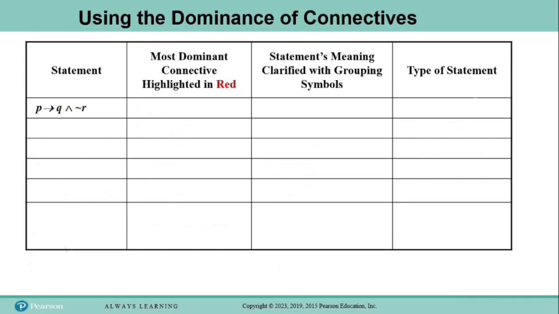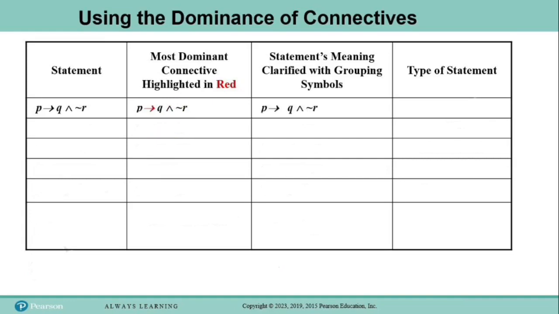Okay, well, thinking about the list that we just saw on the last slide, we know that the conditional is the most dominant connective. So I've highlighted that in red here. And now that we know which one is the most dominant, we know that everything before it would be grouped together and everything that comes after it should be grouped together. So before the if-then connective, all we have is a P, so we really don't need parentheses for that. But we do want parentheses around this Q and not R part.